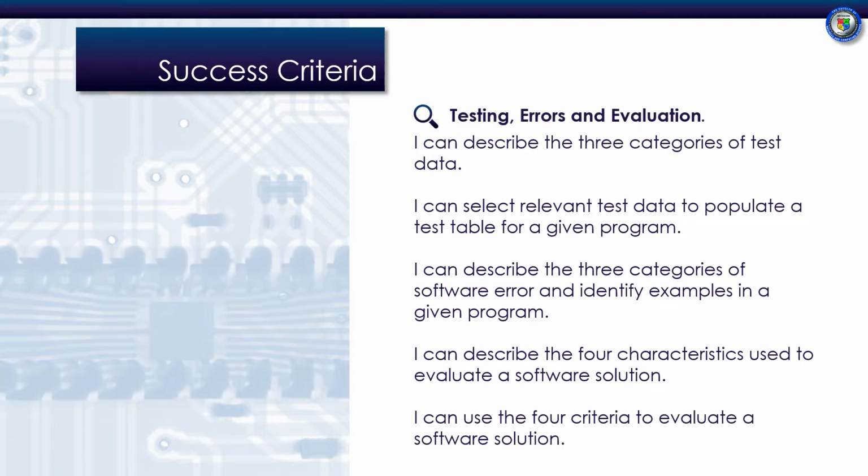As always, we have some success criteria. Today our success criteria will be: I can describe the 3 categories of test data, I can select relevant test data to populate a test table for a given program, I can describe the 3 categories of software error and identify examples in a given program, I can describe the 4 characteristics used to evaluate a software solution, and I can use the 4 criteria to evaluate a software solution. As always, success criteria should be referred to throughout the lesson to benchmark your progress.